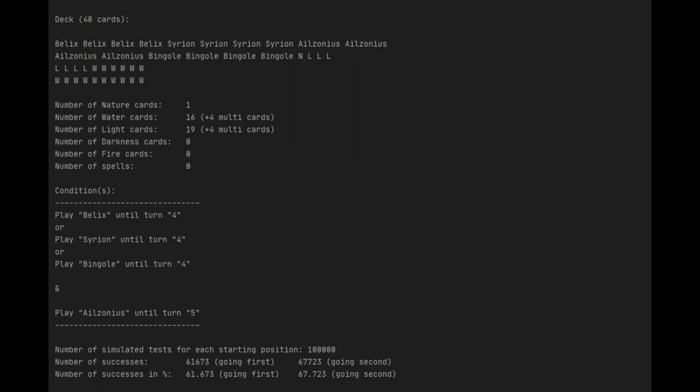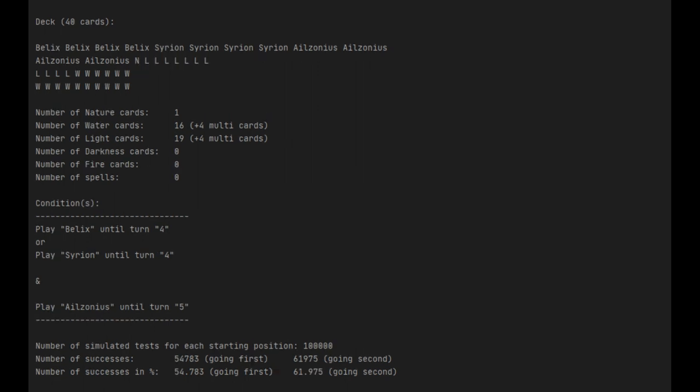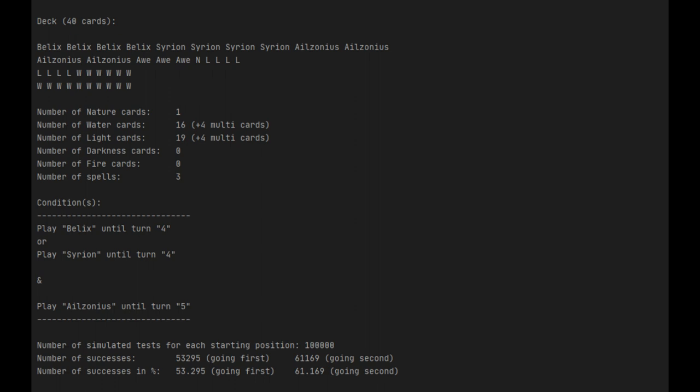So now we will look at what happens when you increase the spell count of the deck. So we again have the standard version with 4 Belix, 4 Syrion, 4 Ailzonius. We have our 55%. Now what happens when we add spells? We have three spells here, for example, three Holy Awe. The odds are decreasing, of course, because of Belix, but only very, very slightly, by around 1.5%. I'm always talking about going first because that's what you usually want.